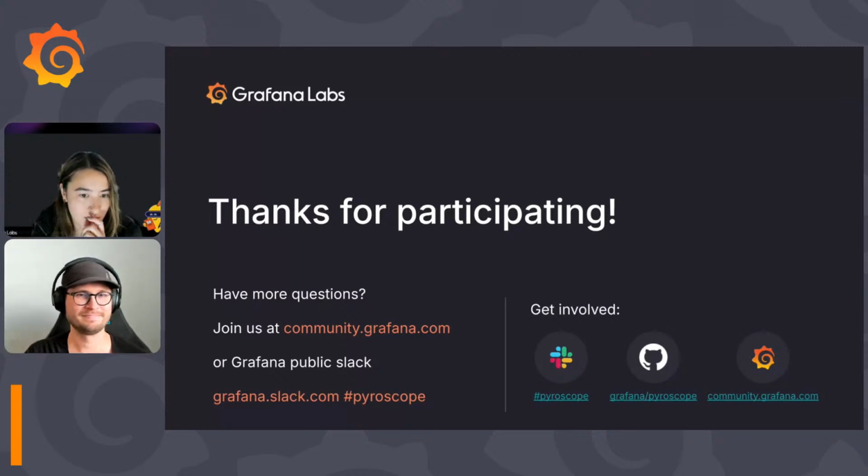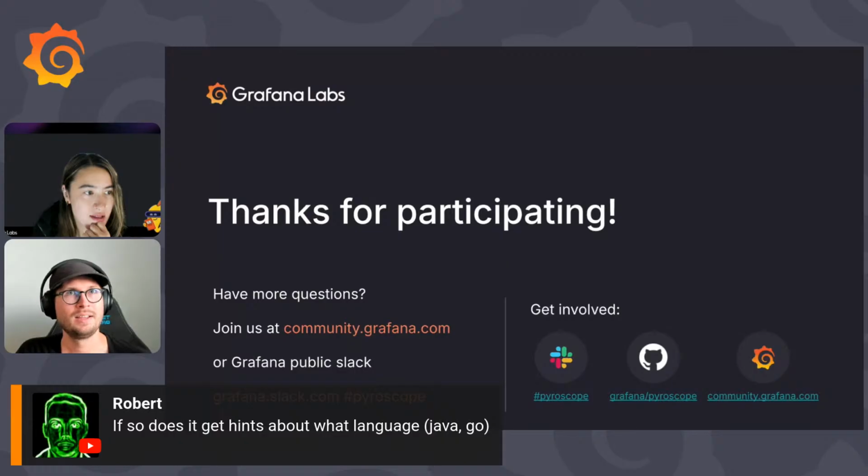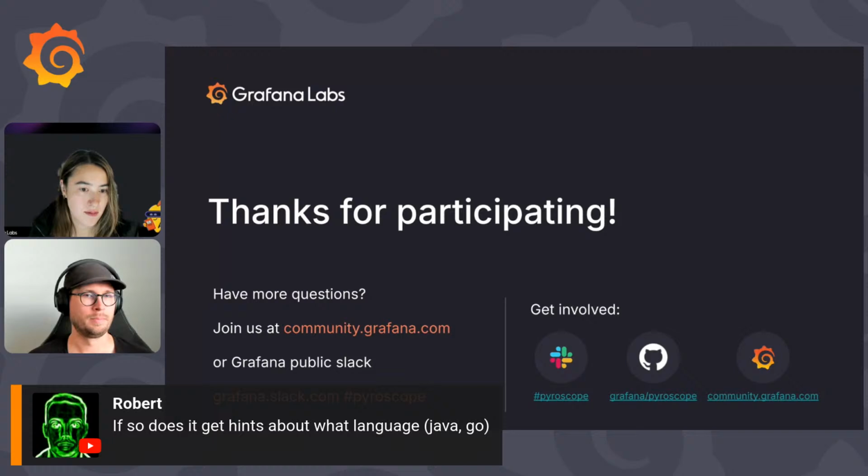Robert also asks, does it get hints about what language, Java, Go? The short answer is yes. The longer answer is that in the prompts we don't explicitly suggest which language it uses, but the LLM is actually quite good at inferring the language based off of the profiling symbols. The Go symbols are quite unique. Same with Java or .NET. My experience has been the LLM does quite a good job of understanding the language of the program that got profiled.